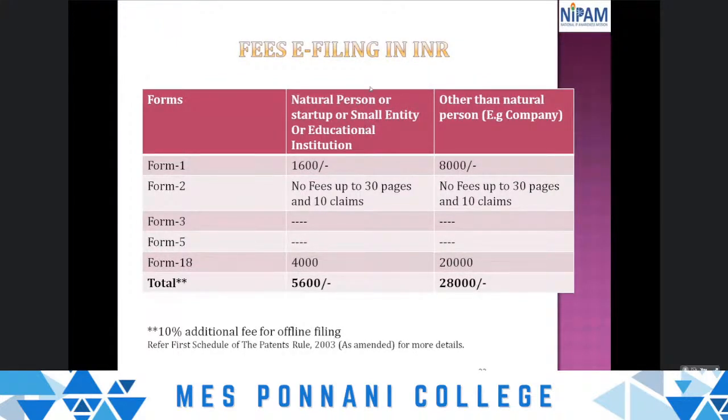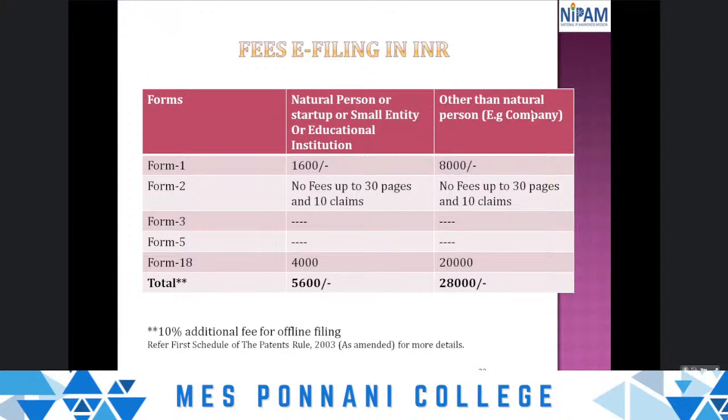So here you can see the fee details for online filing. Again, it depends upon the type of applicant. If the applicant is an individual, a startup or small entity, or an educational institution, the total fee that needs to be paid, the basic filing fee, is just rupees 5,600. So this includes the fee for form 1 as well as for form 18. Form 18 is the request for examination. And also, if your patent specification is within 30 pages, and if the number of claims is within 10, then you don't need to file any fee for form 2. Otherwise, for each additional page and for each additional claim, you need to file a particular fee.